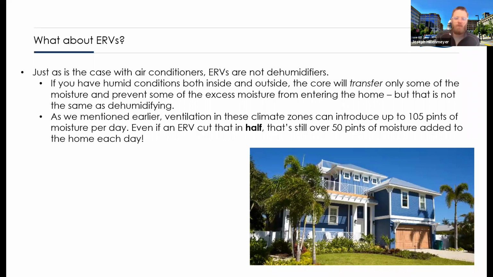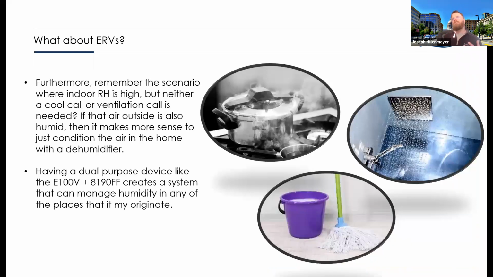It really requires a deep understanding of the environment around that home and in that home to get the right solution. And furthermore, what the ERV can't help us with is the RH that is coming in the home just from living in the home. We didn't bring it in when we were ventilating. It arose when it was in there. It made humid conditions. There's no ventilation call, no AC call. We still need to get rid of that moisture.